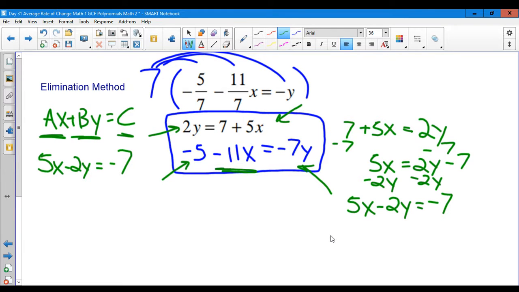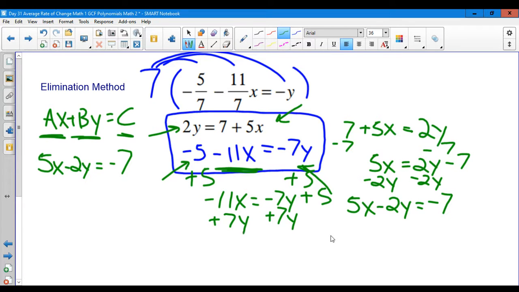I already have the x term on the left side, so I would add 5 to both sides. And then I would move the y term to the left side by removing it from the right. And this equation I'll write over here now is negative 11x plus 7y equals 5.